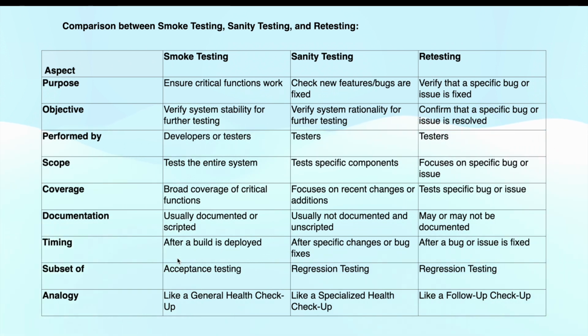Smoke testing is considered a subset of acceptance testing. Sanity testing is a subset of regression testing, which involves verifying that recent changes to the software have not affected existing functionality. Retesting is a subset of regression testing. It involves retesting a specific bug or issue after a change has been made.